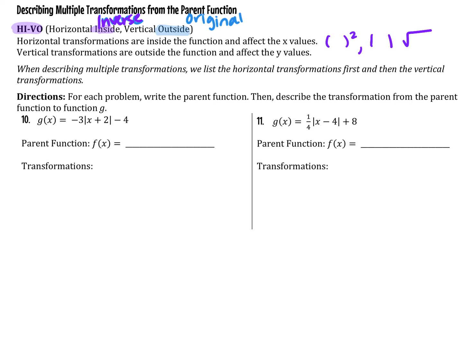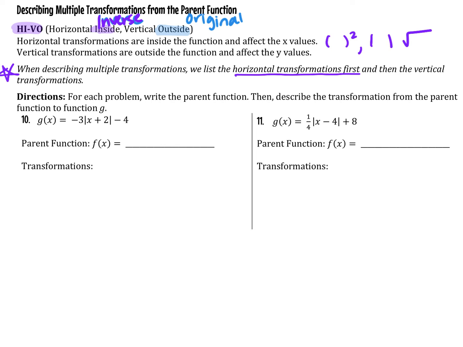HIVO: horizontal happens inside and it's the inverse of what you think it should be. Vertical happens outside and it's the original. It is what you think it should be. When you are describing multiple transformations, we're going to list the horizontal transformations first and then the vertical transformations. And we're always going to do it in that order. We're sort of just going to make a little list to go off of that.